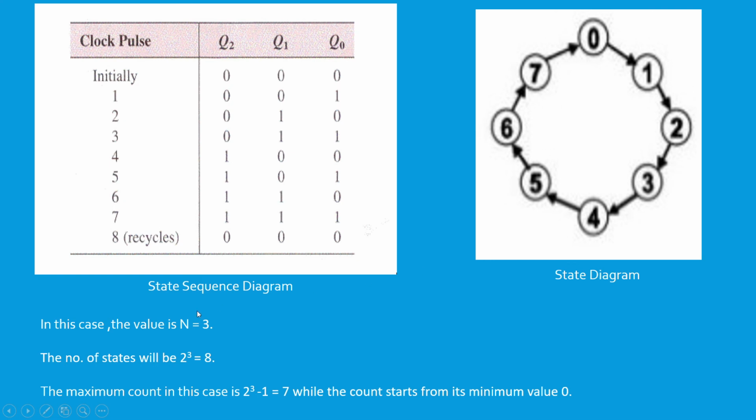For a 3-bit counter, n is equal to 3, and the number of states will be 2 to the power 3, which is equal to 8, and the maximum count in this case will be 2 to the power 3 minus 1, which is equal to 7, while the count starts from the value 0. The number of counts will be 8.